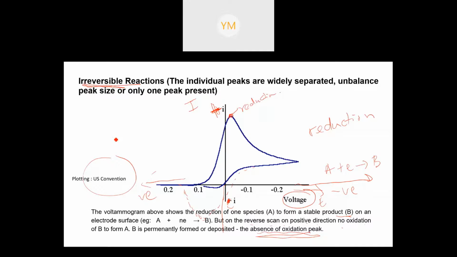Another example of irreversible: you can produce a peak, but a small peak. The ratio of IPC and IPA, if you divide IPC by IPA, is not 1. One is very large, one is small. So the ratio of current between anodic and cathodic is not 1, and that is also irreversible. As well as the separation being very wide. It's not 60 for a one-electron transfer reaction, it's more than 60.